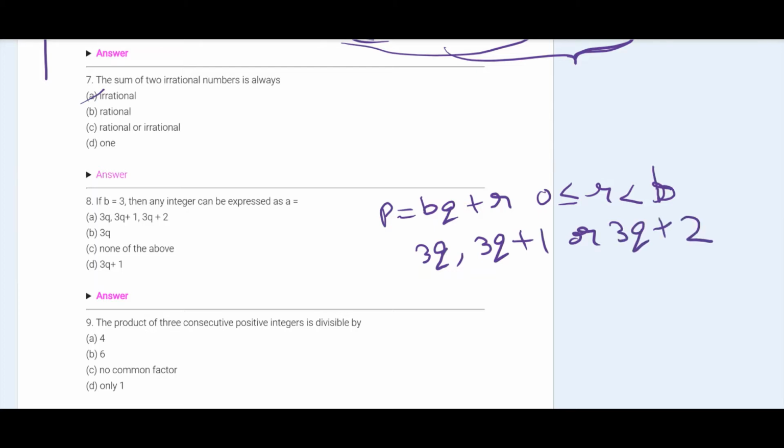You can just check this out. If q equals 0, you will get 0, 1 and 2. And here if q equals 1, you will get 3, 4, 5. And if q equals 2, 6, 7, 8, this keeps on going. So any integer can be expressed as 3q, 3q plus 1 and 3q plus 2.